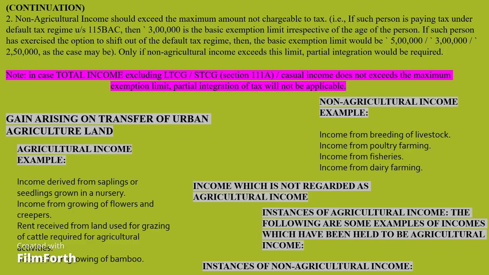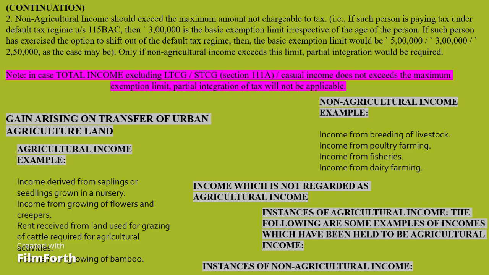Instances of non-agricultural income. The following are some examples of incomes which have been held to be non-agricultural income. Income from sale of trees, flowers, and fruits growing spontaneously in forests. Profits arising from purchase and sale of standing crops. Remuneration received by a manager as a percentage of profit from a firm having agricultural income. Annuity received for transfer of agricultural land. Interest on arrears of rent payable in respect of agricultural land. Interest received by a money lender in the form of crops.